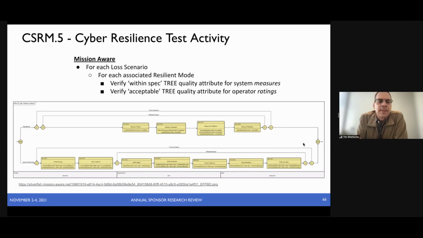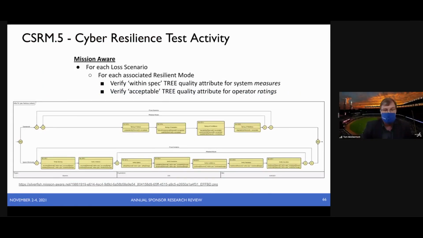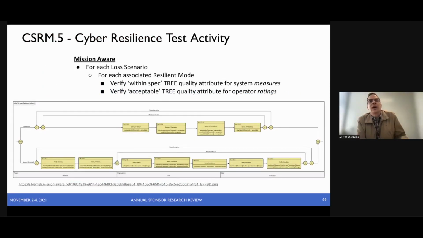Like I said, it's a generic loop for the test, but what specifically is tested are the requirements specific to each loss scenario and each resilient mode for that loss scenario. So that's the end of what I had for going through the case study.